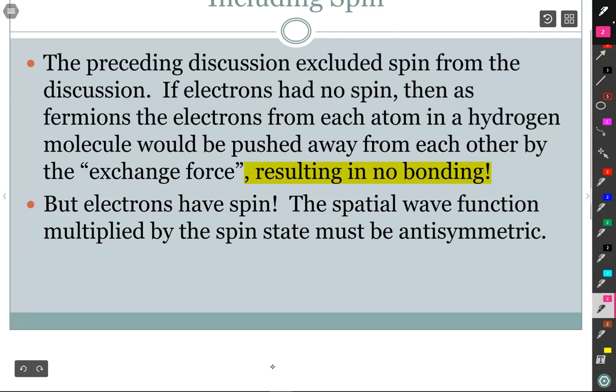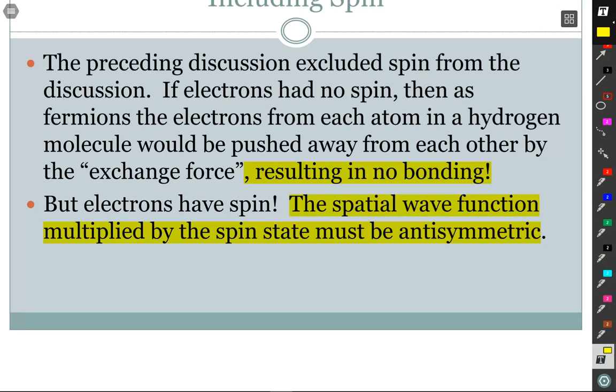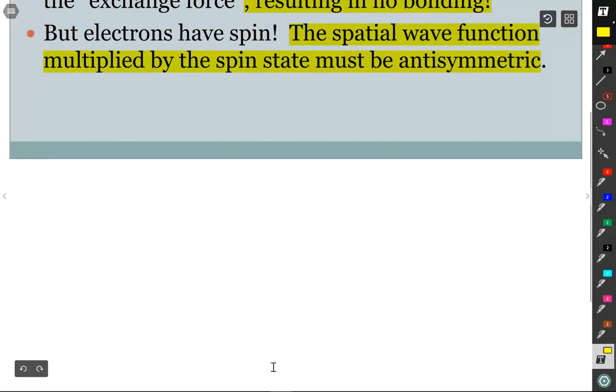Before we just said that the spatial function had to be antisymmetric. It turns out that was an overstatement or an understatement. What's true is that the complete wave function must be antisymmetric. So if you have a symmetric spin state, you must have an antisymmetric spatial state. If you have a symmetric spatial state, you must have an antisymmetric spin state. So what that means is if I have a singlet state, you told me that is antisymmetric.